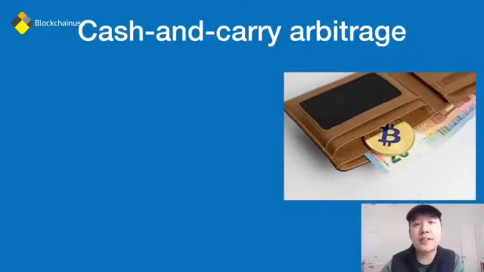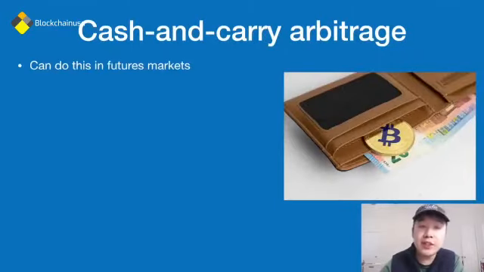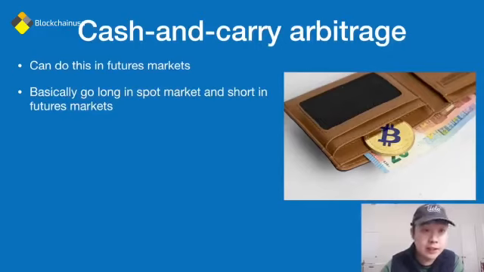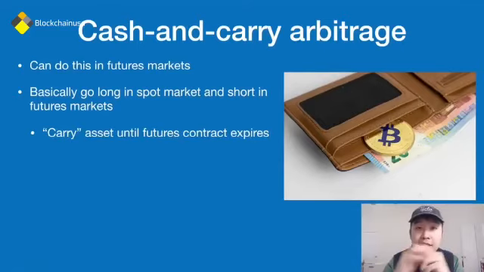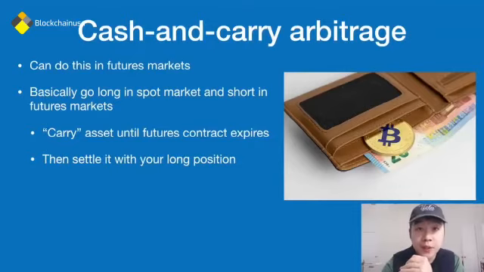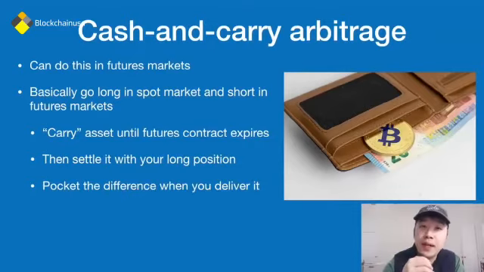The last one I want to cover is cash and carry arbitrage. This you utilize because of the futures markets. Basically, you go long in the spot market, or the markets that we're all familiar with, and go short in the futures market. And then you carry the asset until the futures contract expires, and then you settle it with your long position. By doing so, you can pocket the difference when you deliver the asset.